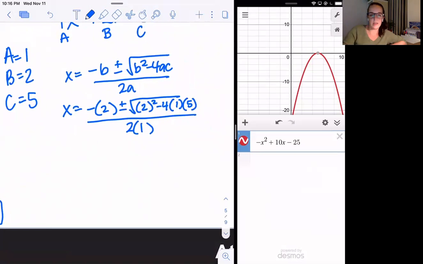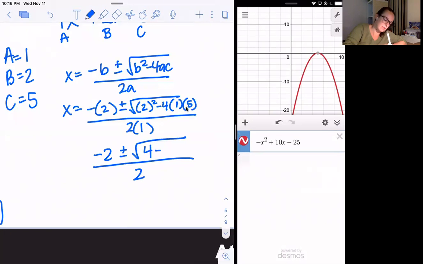All right, so we have all of this. We got to simplify our zones. Negative 2 plus or minus. I know 2 times 1 is going to turn into 2. Square root here, this would be 4, 2 squared. And then negative 4 times 1 times 5. So I know 4 times 5 is 20, times 1 would still be 20. So minus 20. All right, so I have negative 2 plus or minus the square root of negative 16 all over 2.